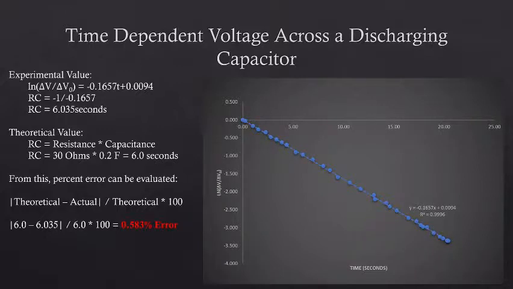My experimental value of RC is 6.035 seconds. In theory, it should be 6. When you calculate the percent error, it's a 0.583% error, which is within the 2% error bound, which causes my results to be valid.